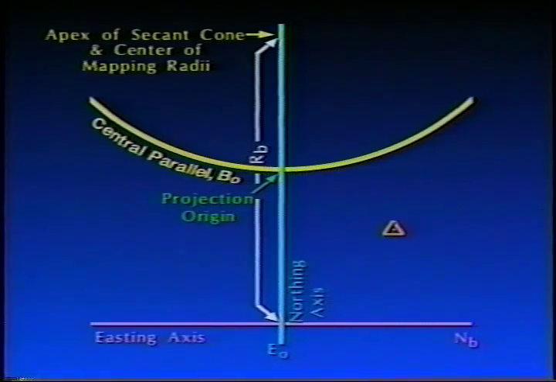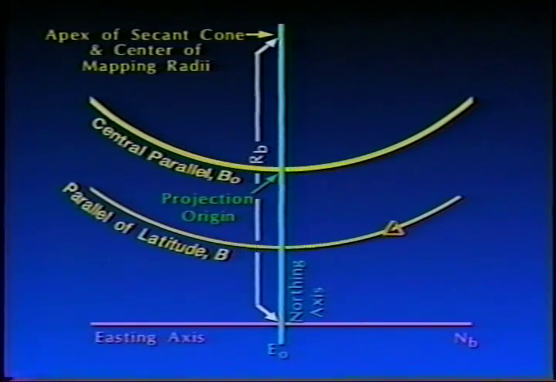Now added to the display is a station at which the geodetic coordinates and the grid coordinates are to be equated. We see a parallel of latitude added through the station. Its latitude is noted as capital B. Next added is a geodetic meridian of longitude extending from the apex of the cone to the station. The notation for its longitude is capital L.